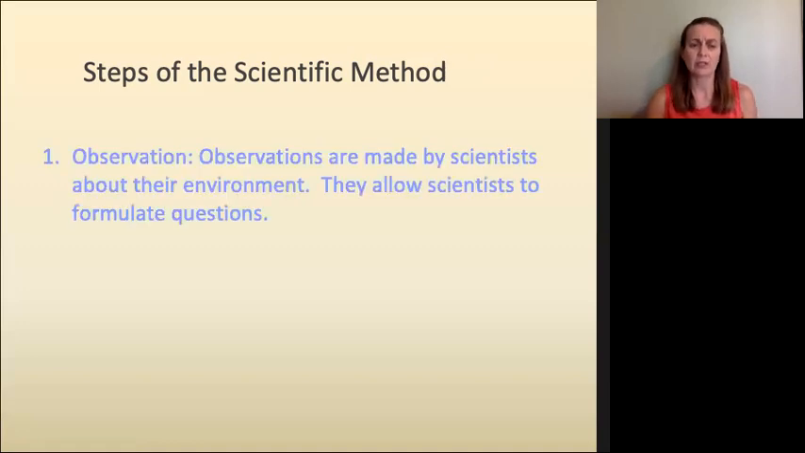So let's say that we're going to start with observations. Observations are things that we can see, things that we can hear, things that we can taste or smell or measure. So observations can be quantitative, they can be qualitative. Quantitative means that we can associate a number with it.